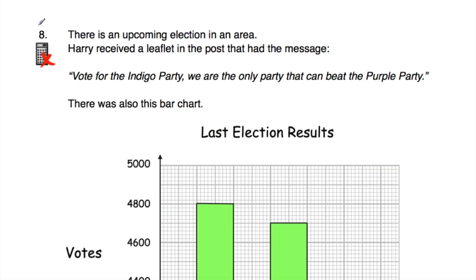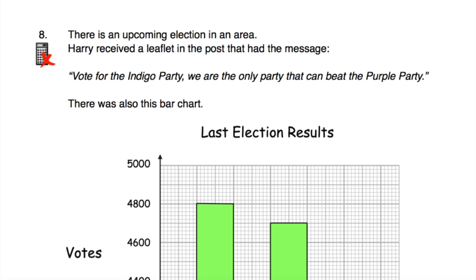Okay, let's look at our next question, question number 8. So question number 8 says, there's an upcoming election in an area. So there's going to be an election in this particular area, and we're told that Harry received a leaflet in the post that had this message. So he's received this leaflet, and this happens before elections. You quite often get these leaflets in your post box, and it says, vote for the Indigo Party. We're the only party that can beat the Purple Party.